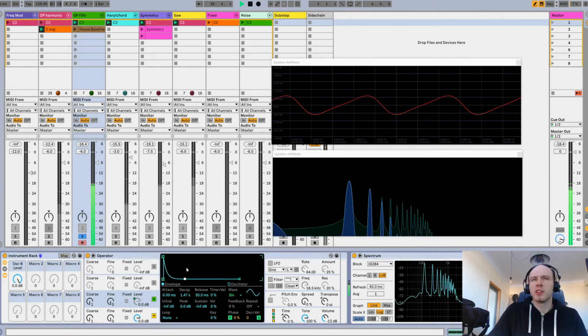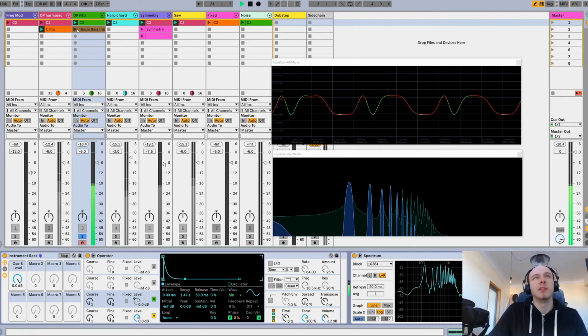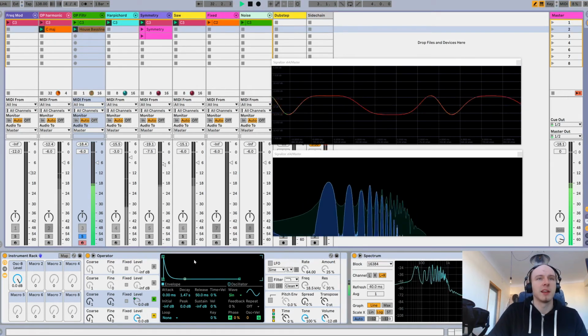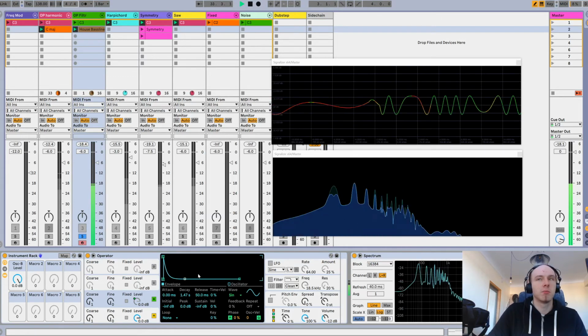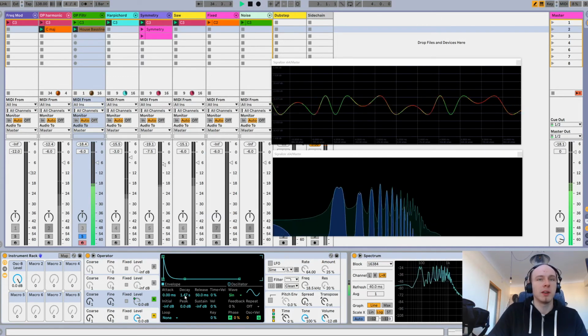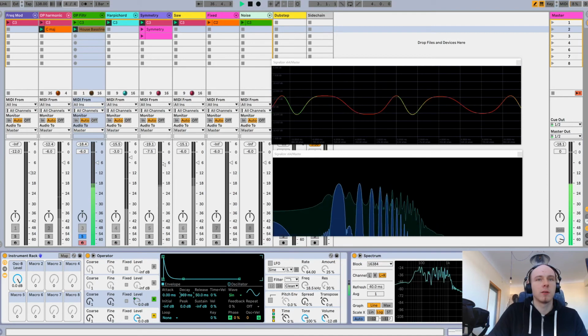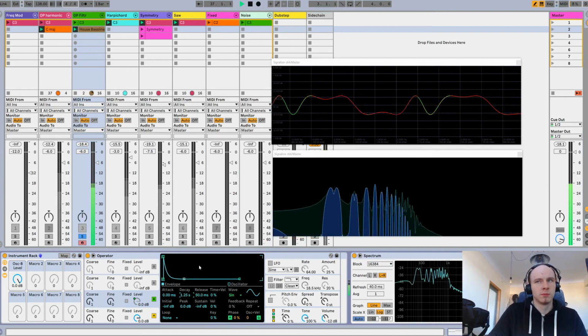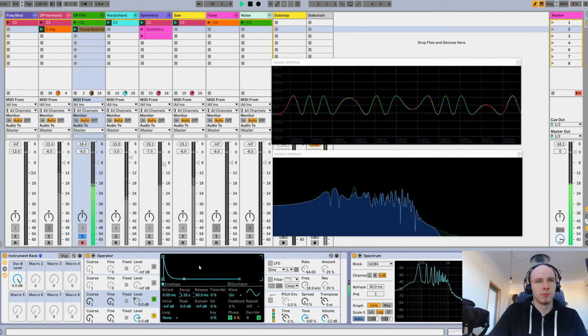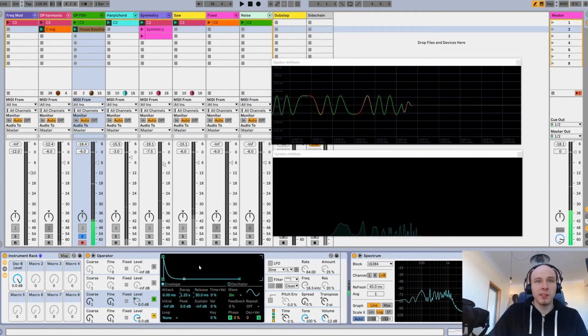But if you wonder if it has any practical application, then let's try this classic house bassline. It's already pretty good to me at the first try. That's how we do it. This is the classic FM sound of a house bassline.